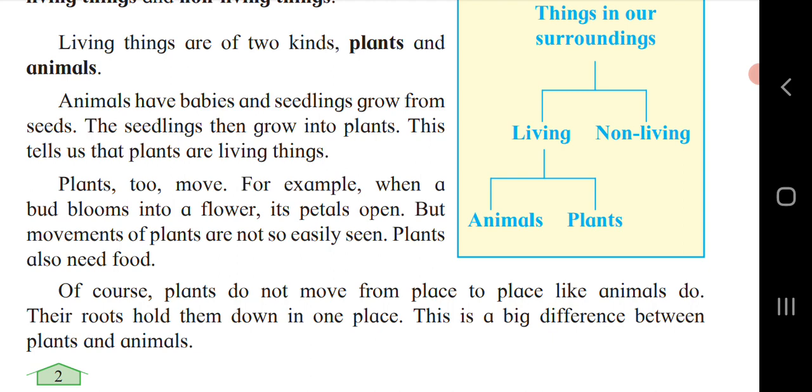Plants also need food. Yes, plants need food. As we take oxygen, they take carbon dioxide. They need fertilizer, they need sun rays, they need water. These are all their food items. And for growing a plant, sun, water, and carbon dioxide are a must.